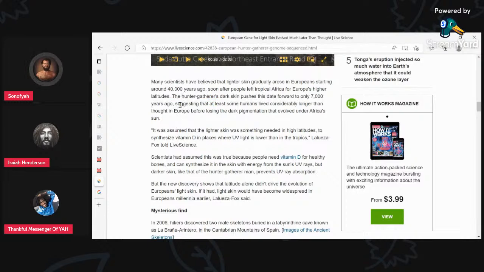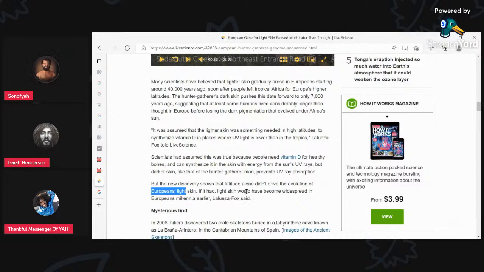It says, suggesting that at least some humans lived considerably longer than thought in Europe before losing the dark pigmentation that evolved under Africa's sun. It was assumed that the lighter skin was something needed in high latitudes, brother. That's what a lot of people always assume, that lighter skin is needed in higher latitudes to synthesize vitamin D in places where UV light is lower than in the tropics. It says scientists have assumed that because people needed vitamin D for healthier bones and can synthesize it in the skin with energy from the sun's UV rays. But darker skin, like that of the hunter-gatherer man, prevents UV ray absorption. But the new discovery shows that latitude alone didn't drive the evolution of European light skin.